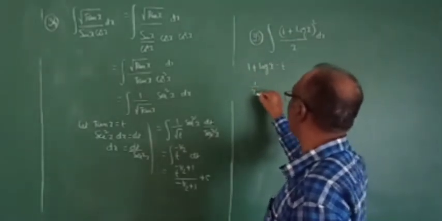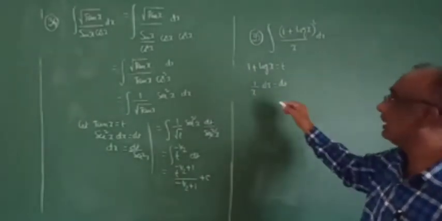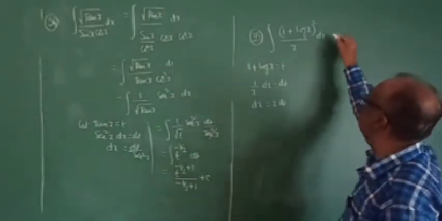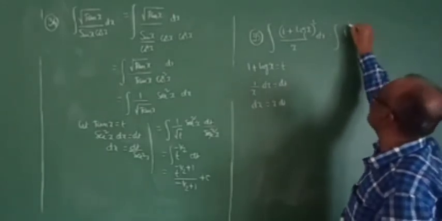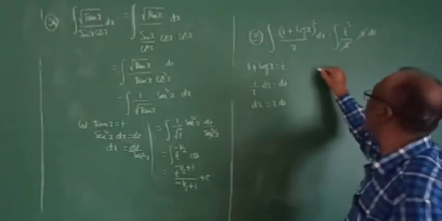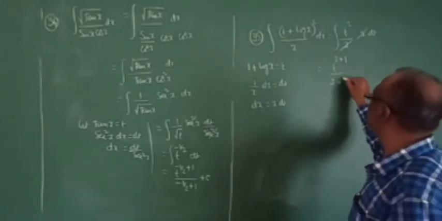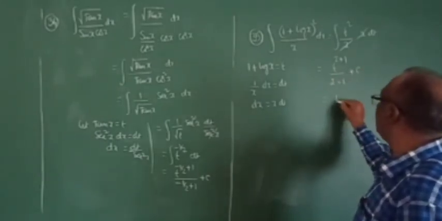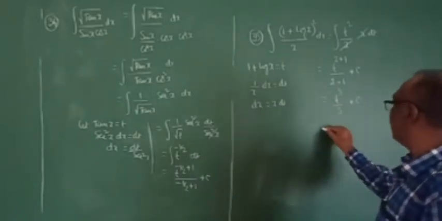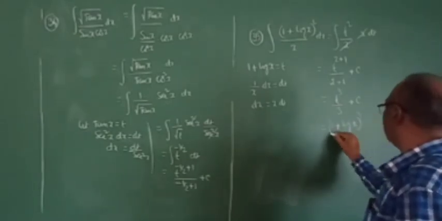The derivative of log x is 1 by x, so dx is derived as dt, and the derivative of t is 1, with dt. So dx is equal to x into dt. Substitute: integral of t square by x into dt, both are cancelled. So t power of 2 plus 1 by 2 plus 1, plus c, that is equal to t cube by 3 plus c. Write down everyone, t means 1 plus log x, whole cube by 3 plus c.